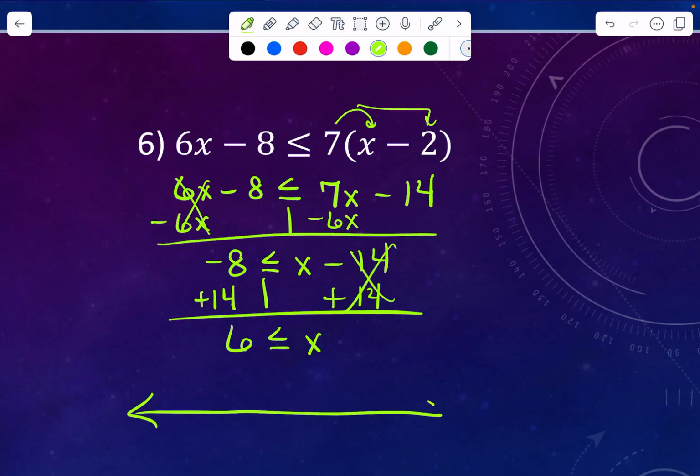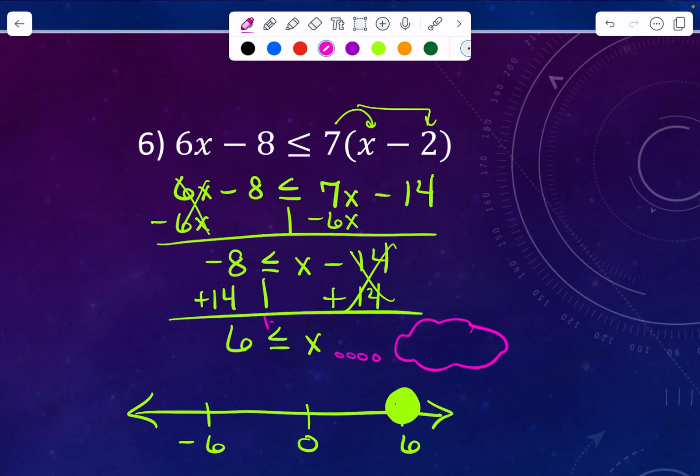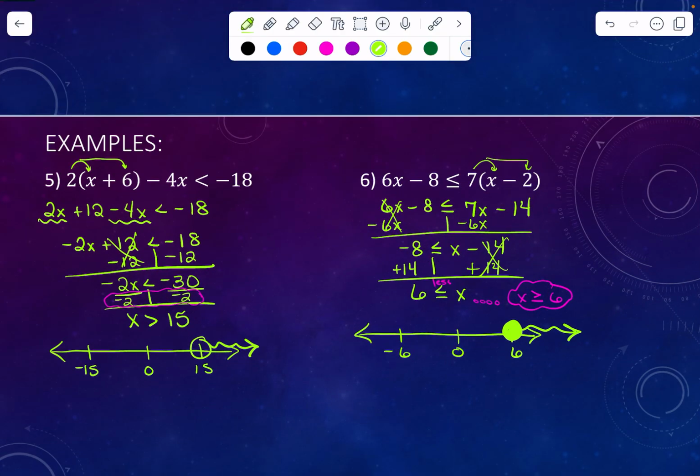So now I'm ready to graph this. So I have negative 6, 0, and 6. I can equal 6, so I'm going to close that in. And what we're thinking here is, if you look at the problem, it says that 6 is less than x. So x must be greater than 6. So that means we're going to shade to the right. And that is multi-step inequalities.